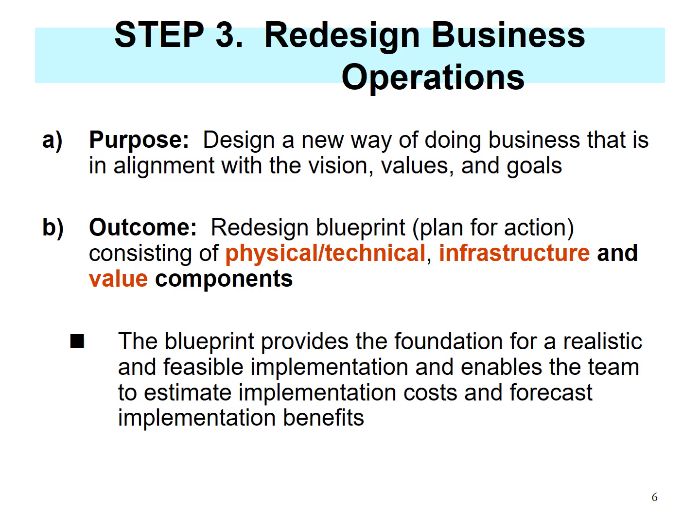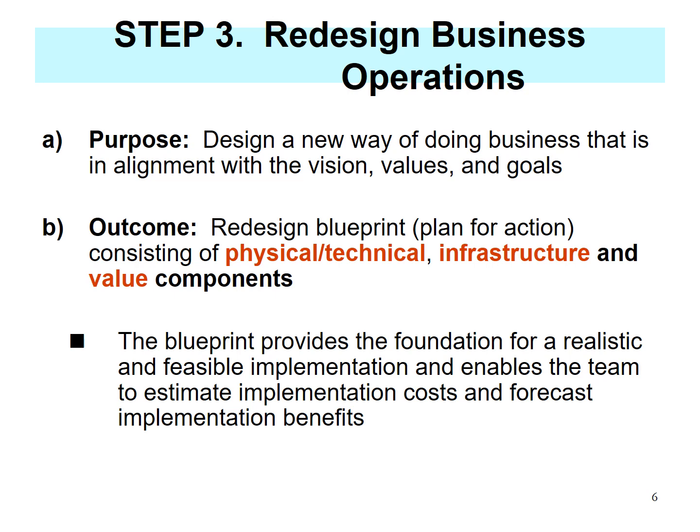All right, so the purpose of this step 3 is to design a new way of doing business. Design a new way of doing business, be it in terms of the culture, the belief system, the infrastructure that you will change, the processes involved, or any new system that you want to embed into that particular process, in alignment with the vision, values, and goals.